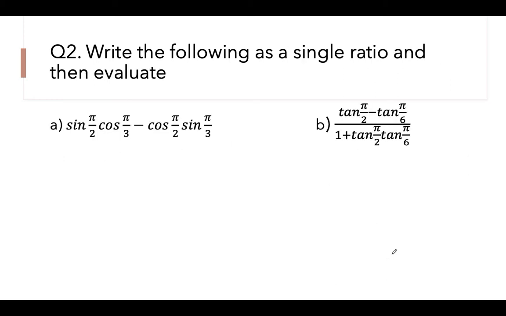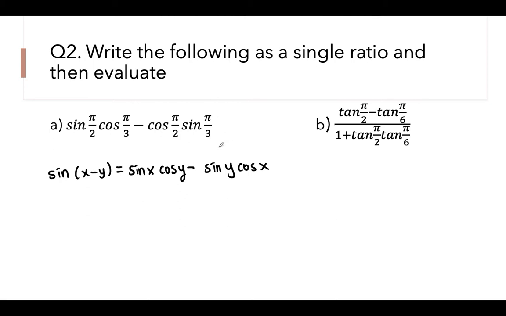Question 2. Write the following as a single ratio and then evaluate it. So again, let's figure out what compound formula this follows. We have alternating sine, cosine, cosine, sine. You will notice by looking back to your formula sheet, this is very similar to sine x minus y because it's alternating. The standard formula is sine x cosine y minus sine y cosine x.